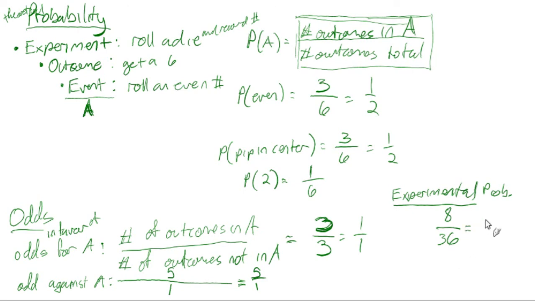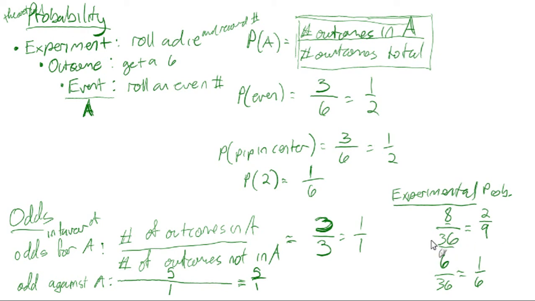So this would be 8 out of 36, which is 2 out of 9. So 2 over 9 is the experimental probability. We actually rolled a die 36 times, and we got 8 2's. What should we get if we roll 36 times? The theoretical probability would be that we would get 6, because it should come out to be 1/6. And 2/9 and 1/6 are not terribly far away from each other.